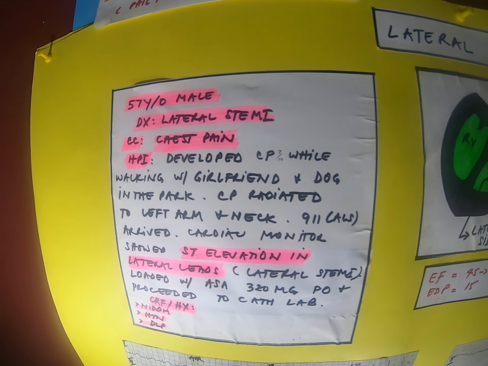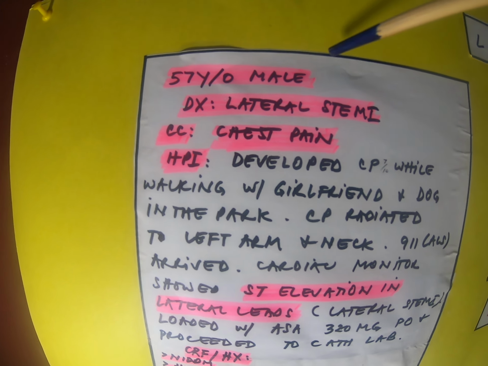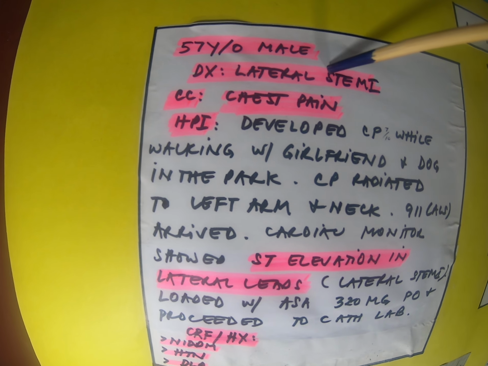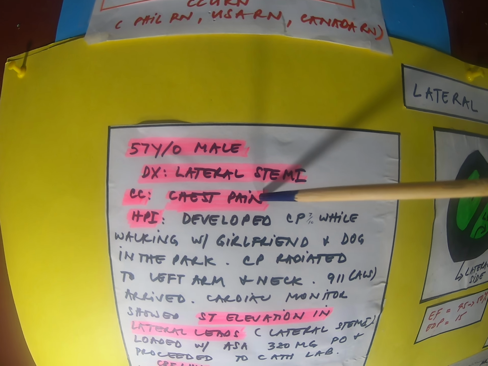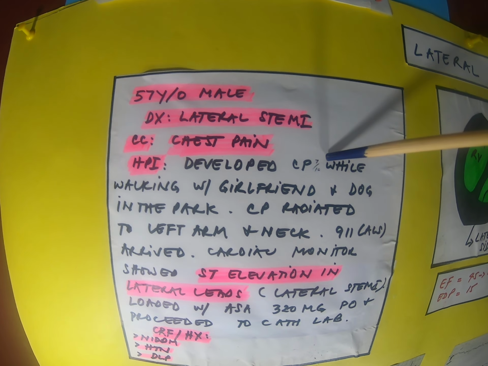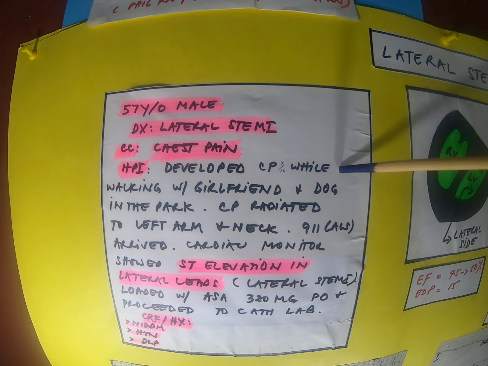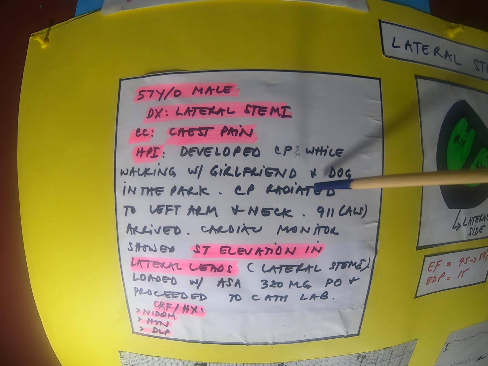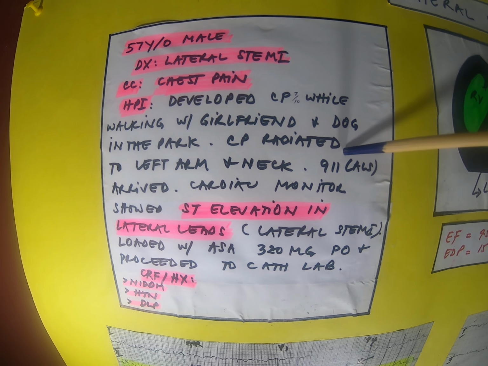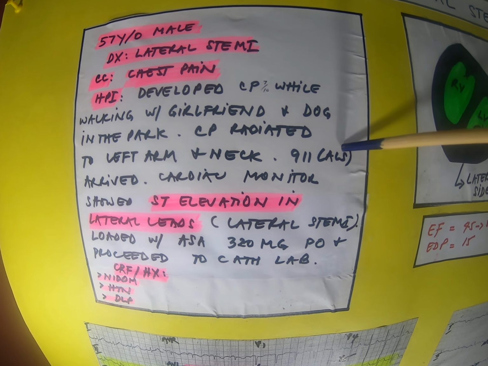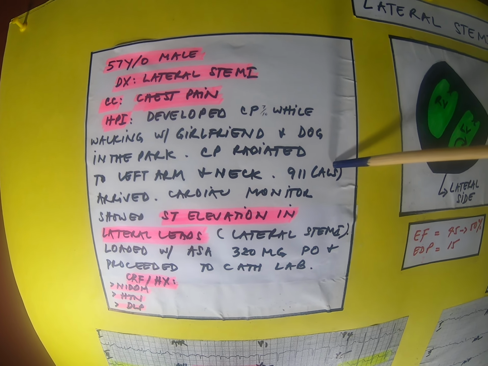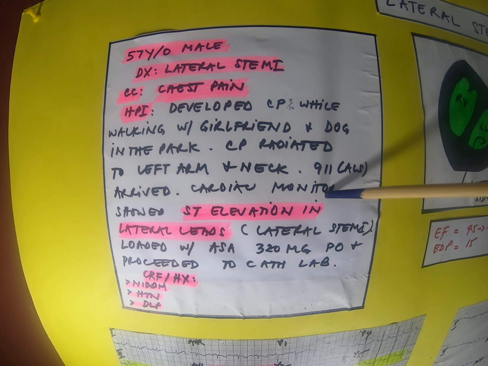Okay, so we have a case here, a 57-year-old male diagnosed with lateral STEMI, chief complaint of chest pain. He developed chest pain 7/10 while walking with his girlfriend and her dog in the park. The chest pain radiated to his left arm and to his neck. So the girlfriend called 911 and the advanced life support crew arrived. The cardiac monitor showed ST elevations.